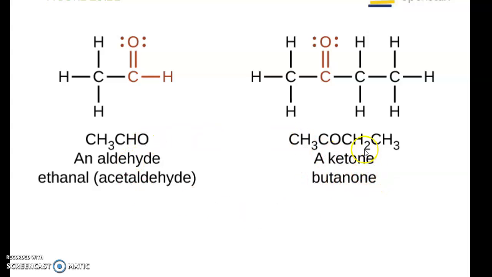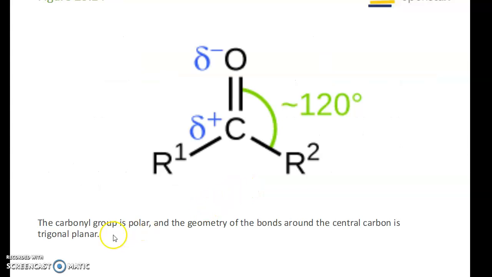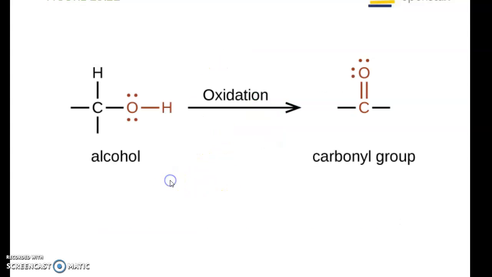The low molecular weight ones, you almost have to memorize all their names because there's a lot of history behind the different ones, just like acetaldehyde instead of ethanal, or butanone instead of the other names for these. Now the carbonyl group is polar, so the geometry of the bonds around it is trigonal planar as well. And that also relates to the sort of interactions that it can have.